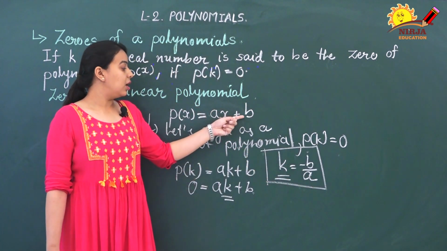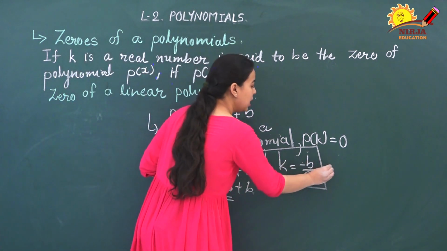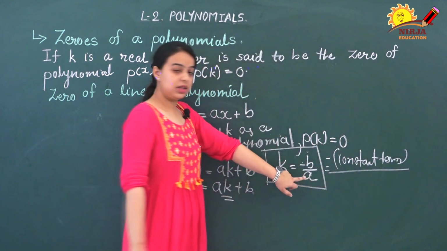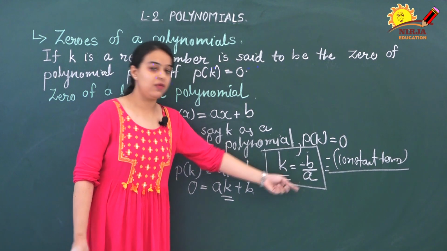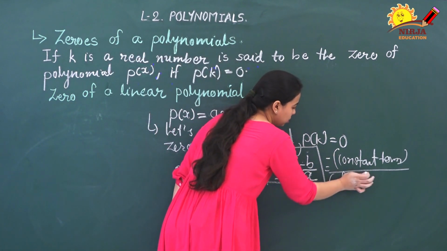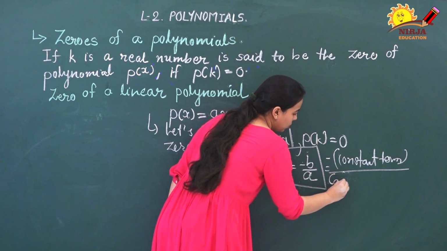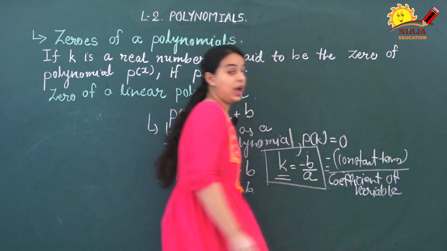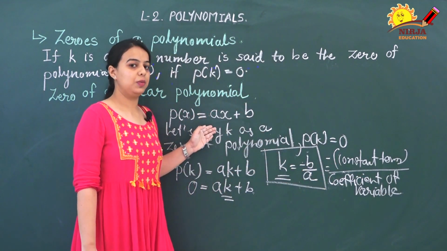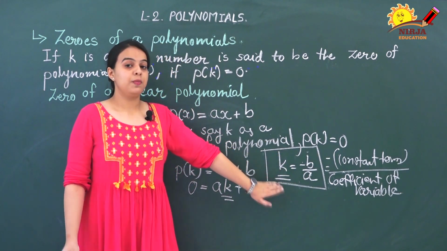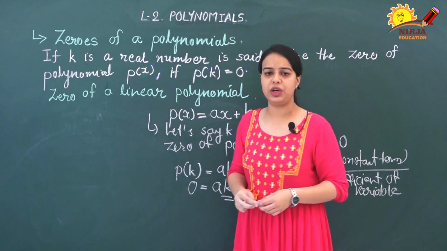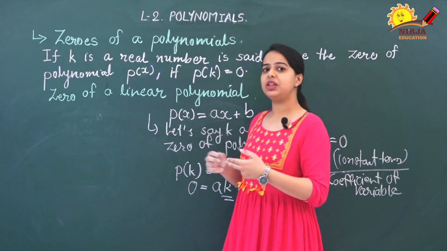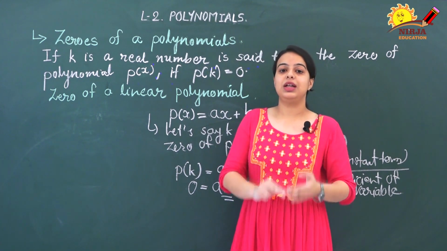As you can see, b is the constant term in the polynomial, so instead of b, we can write constant term. And this a is the coefficient of x over here, so instead of a, we can also write coefficient of variable. So as you can see, the coefficient of the variable in the polynomial is related to its zeros. Now we have seen how to find the zeros of a linear polynomial, but what about quadratic and cubic polynomials? Are the zeros of a quadratic polynomial related to its coefficients, and how to find that? That we are going to discover in a later part of this video.